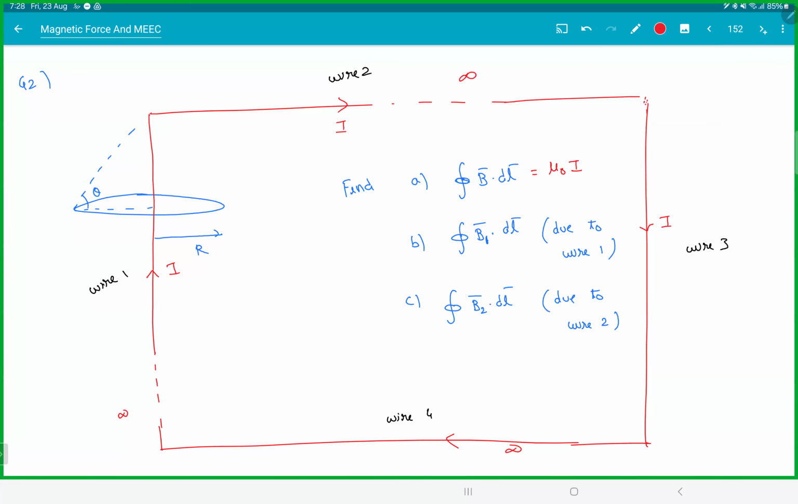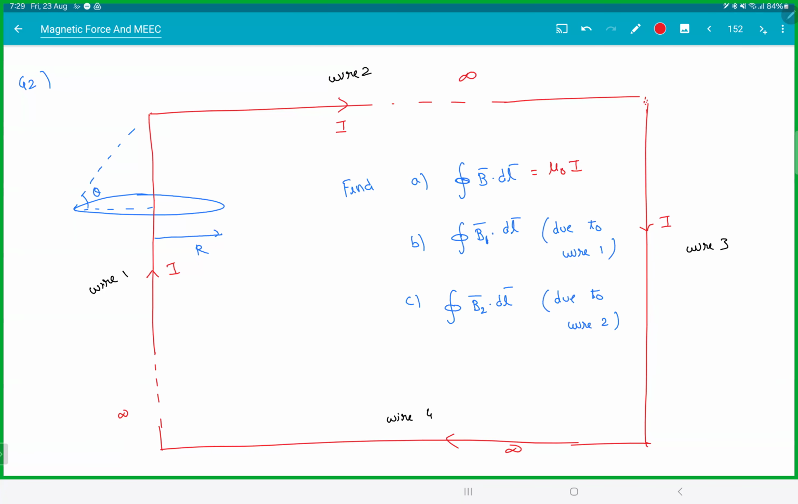How do you get B and C? Remember, wire 4 is at infinity, wire 3 is at infinity. Here, B is wrong, no? Ishan, your B would be wrong. It is only due to wire 1.